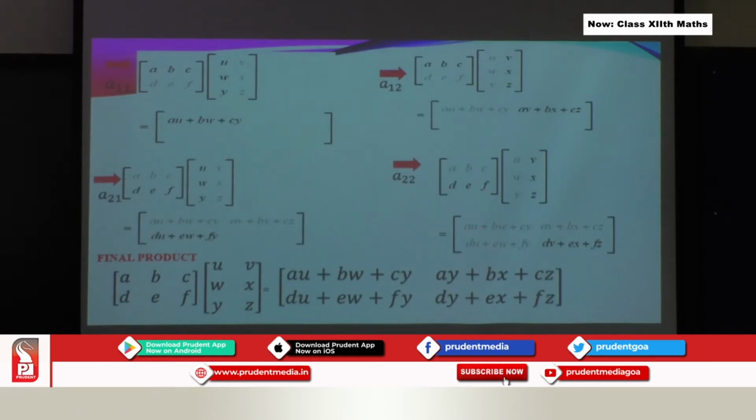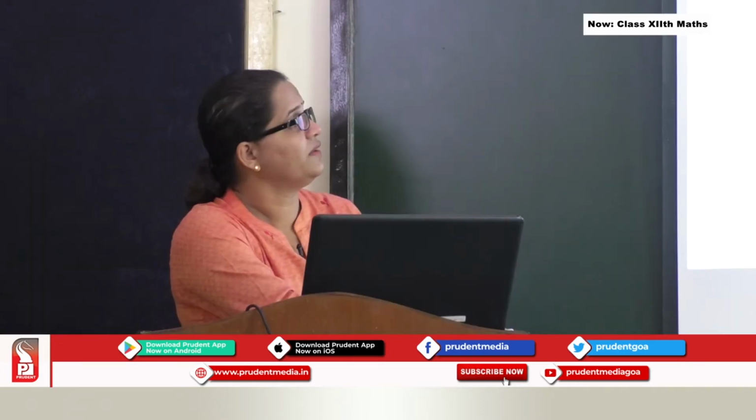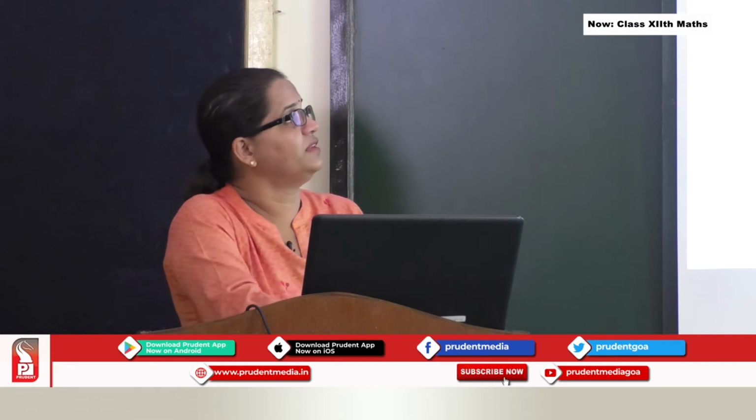Okay. So you can see the final product I am getting: these are the 2 rows, these are the 2 columns. So over here I am getting 2 rows, 2 columns. So the order of the matrix is 2 by 2, or you can say the matrix is a square matrix of order 2. Now let us talk in terms of numbers.